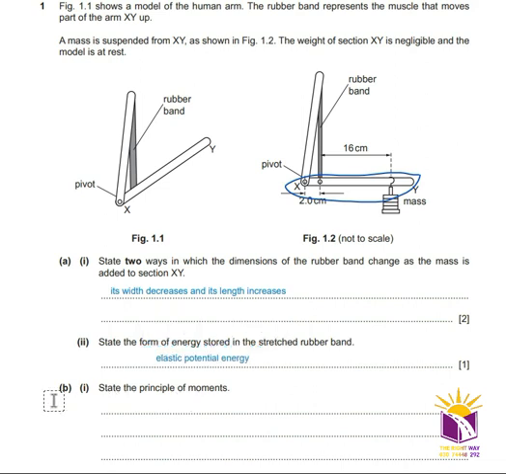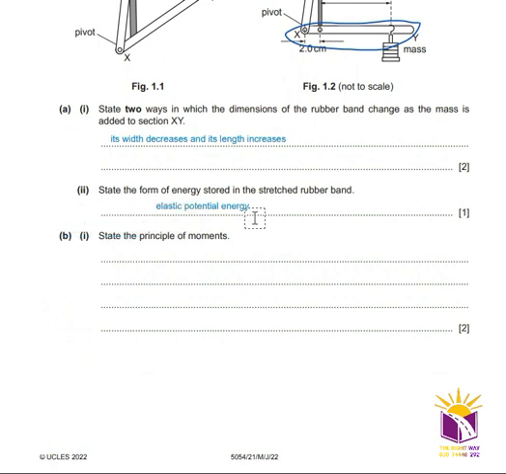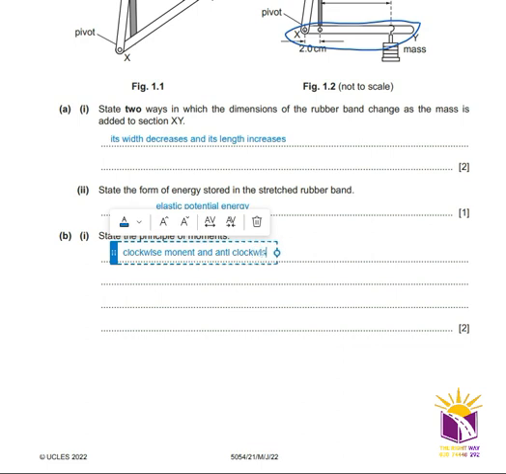Okay, question B, part 1, state the principle of moments. What is a moment? A moment is a force applied on a body and the body moves in a circle. So the principle of moments is that the clockwise moment and the anti-clockwise moment are equal if the body is in equilibrium.